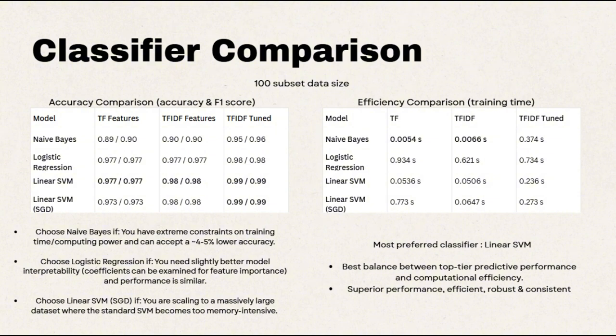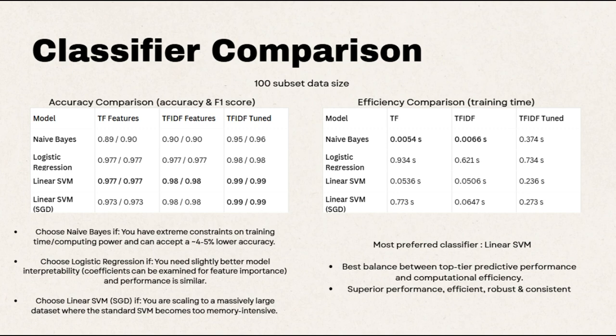And for the training time, naive Bayes is the fastest, but standard linear SVM also provides a good balance. It can deliver high accuracy while still maintaining competitive training times, and is sometimes faster than logistic regression and SGD. So from this classifier comparison, our group prefers the linear SVM classifier the most, because it provides the best balance between high predictive performance and computational efficiency.